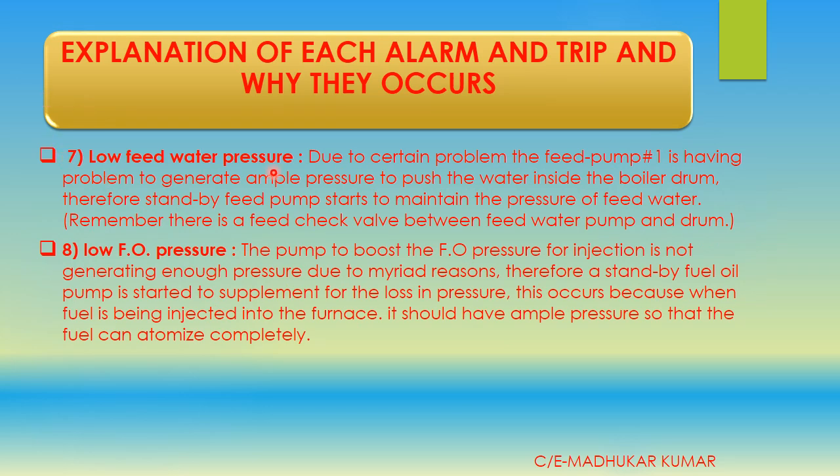Low feed water pressure. With low feed water pressure, the pump may change over from feed pump 1 to feed pump 2. Due to a certain problem in feed pump 1, it is having trouble generating ample pressure to push the water inside the water drum. Basically, the feed pump has to generate more pressure than the boiler pressure, only then will it be able to feed the boiler with water.